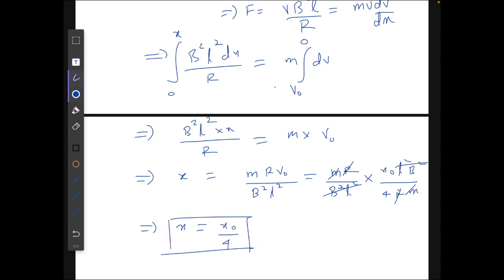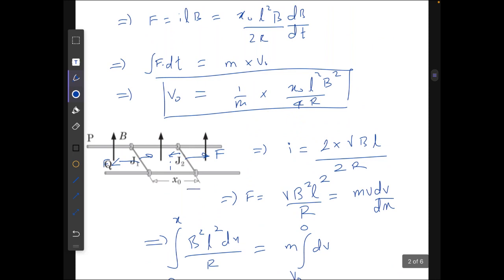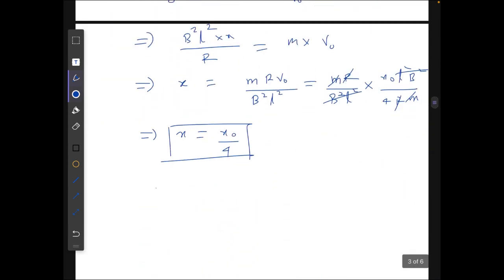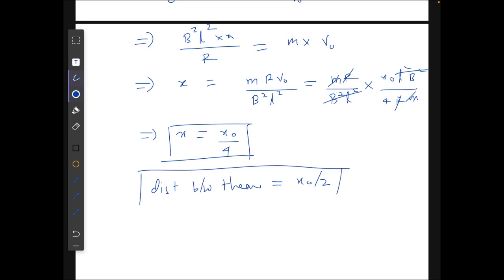So one rod went by a distance of x naught by 4 finally, and the other also will go symmetrically by x naught by 4. So finally the distance between them will be x naught by 2. So yeah, this is the final answer. Thank you.